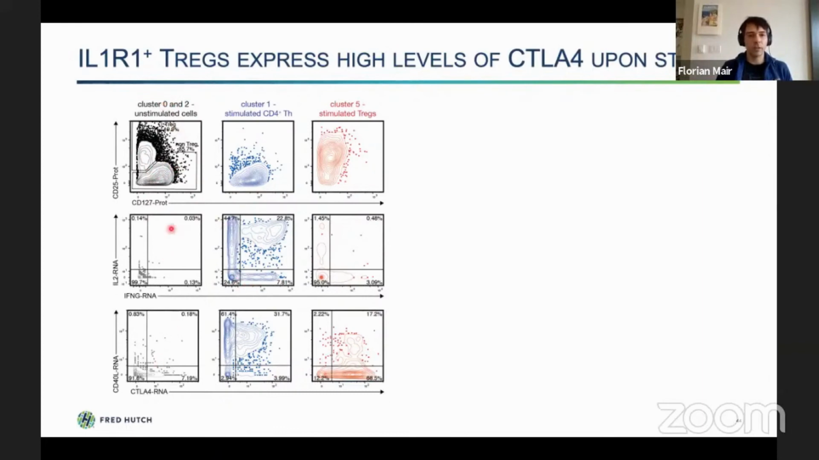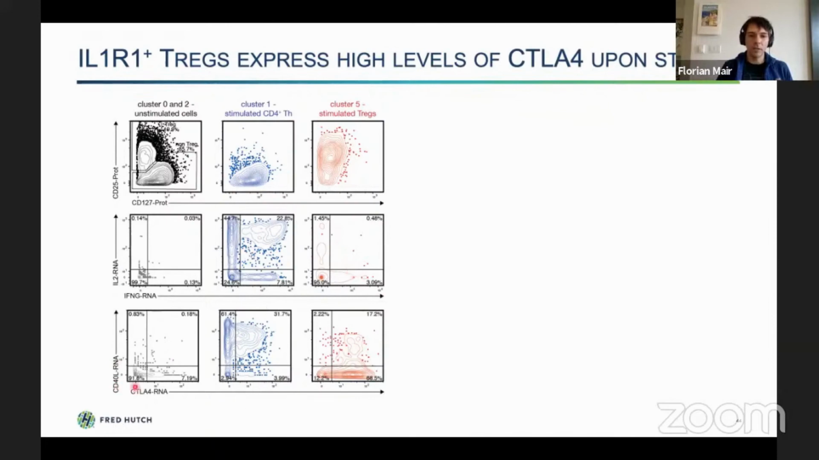And down here, you can actually see what we saw after stimulation, and that's really interesting. So this gray column refers to, in general, unstimulated cells. This blue column refers to stimulated CD4 T cells, and this here refers to stimulated Tregs. And you can actually see that IL-2 and interferon gamma are, of course, coming up in the CD4s at very high levels, not really in the Tregs.